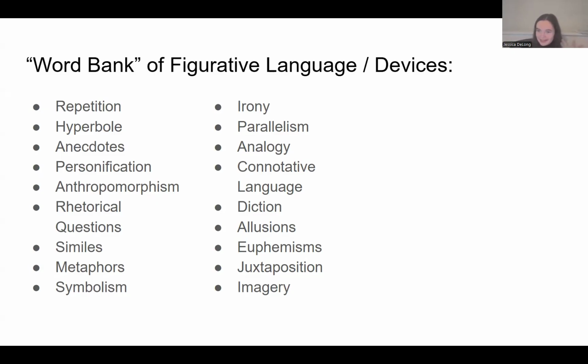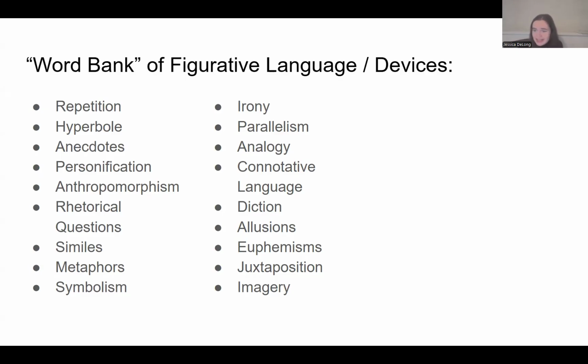So anthropomorphic and forms of that word are potentially really useful things to think about as you're thinking about how AI is described, because it very often is described using human-like terms and descriptors and stuff like that. Anyway, it's a bit of a tangent, but so you have terms like personification, anthropomorphism, you have rhetorical questions, similes, metaphors, symbolism, irony, parallelism, analogy, connotative language.